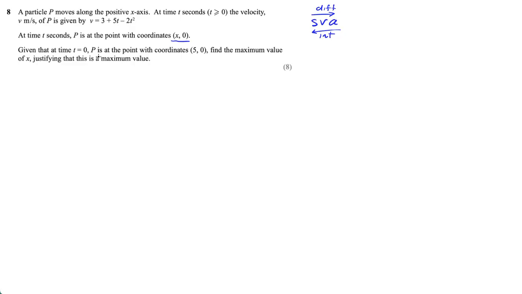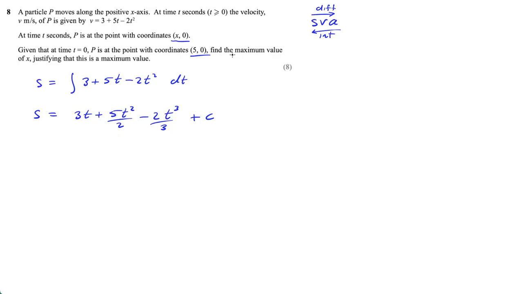So what do I need to do? I need to integrate v. The integral of this is 3 plus 5t minus 2t squared, and this will give me s, the integral of this dt. This becomes 3t plus 5t squared over 2 minus 2t cubed over 3 plus c. Now, because this is s, we need to find c, and we're going to find it from the information that he gives us, which is 5, 0.